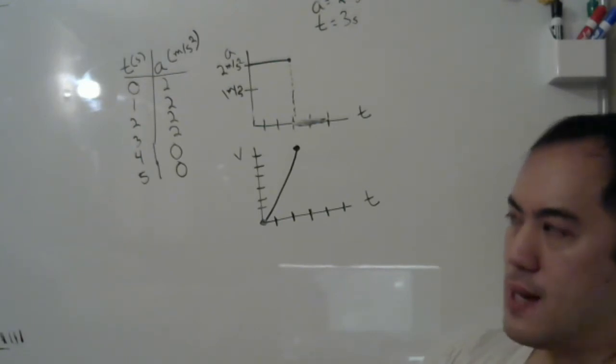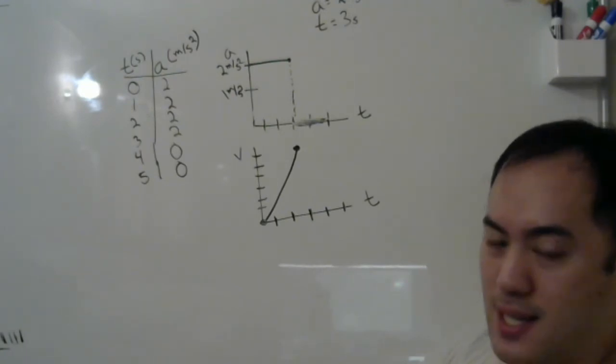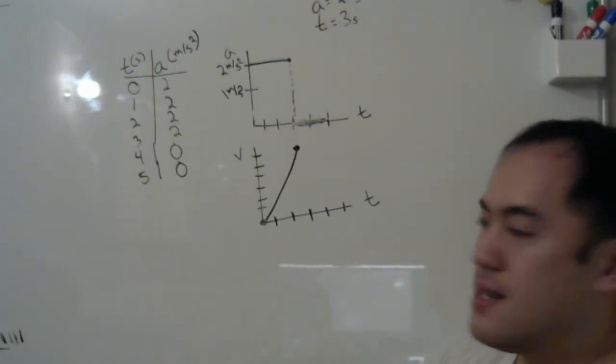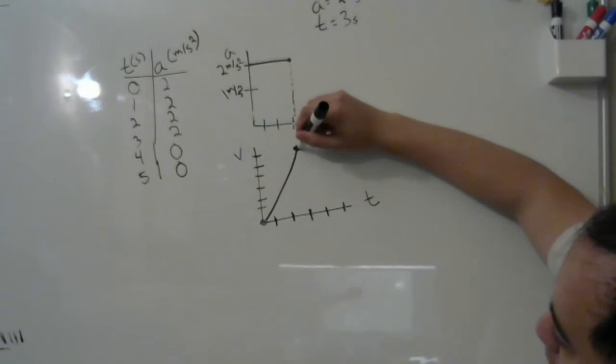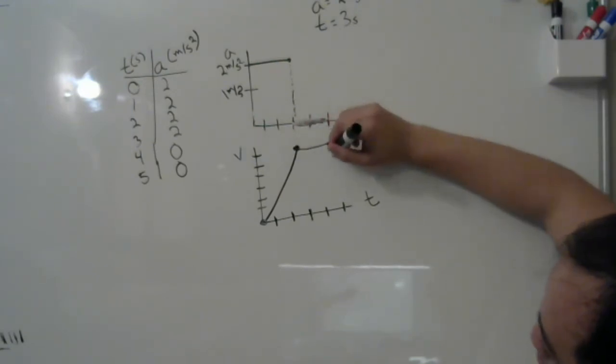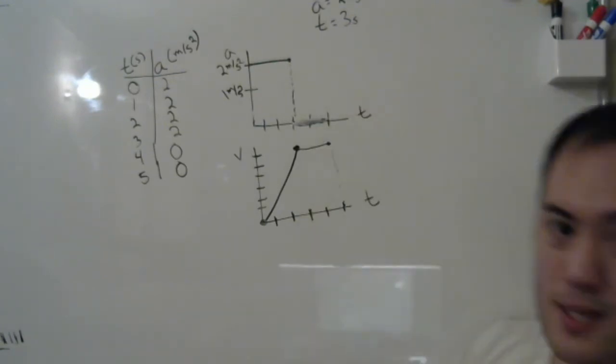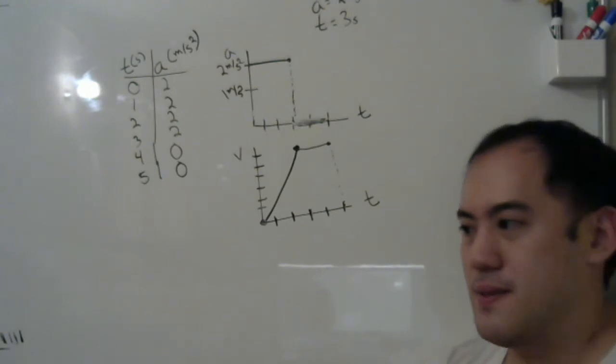What happens after that? Zero acceleration, we said many times, does not mean no velocity. It means constant velocity. And for no reason, I want to make a dotted line back down to 0 here, because I said so. So now we're almost there.